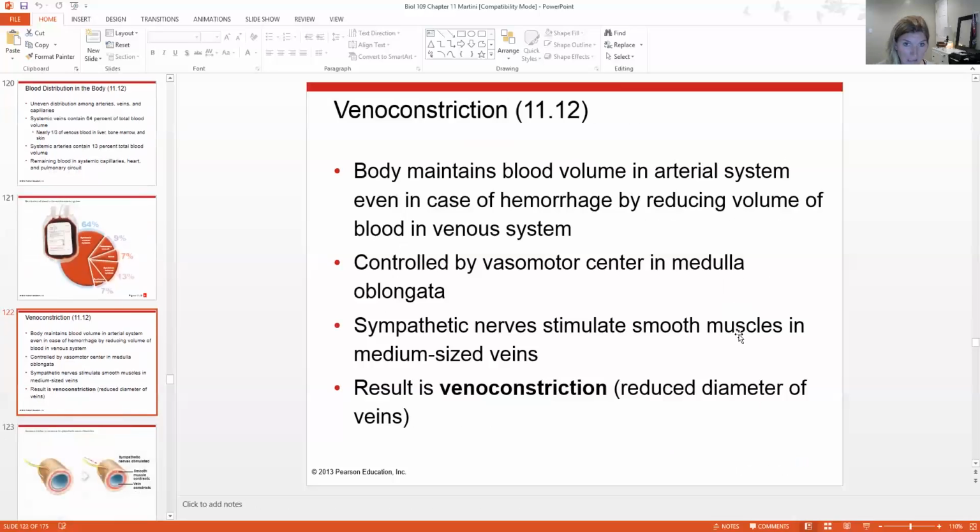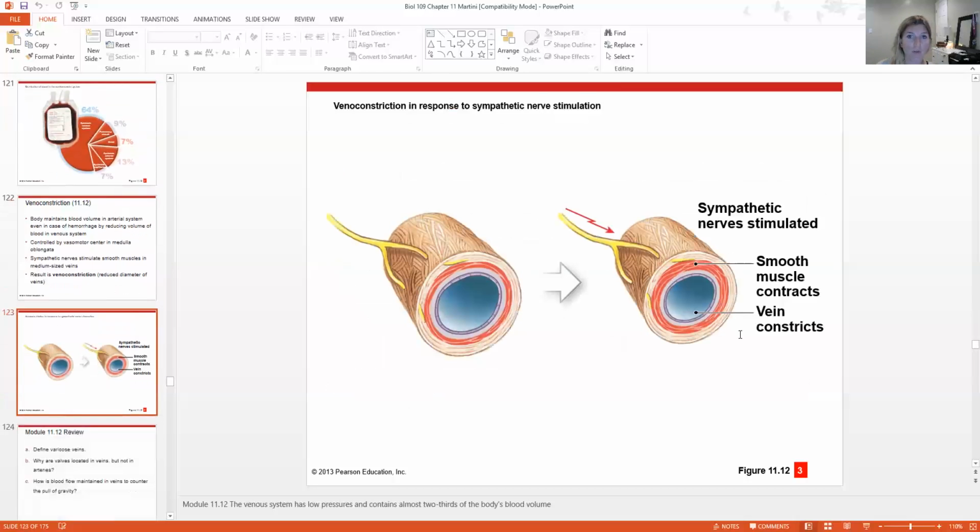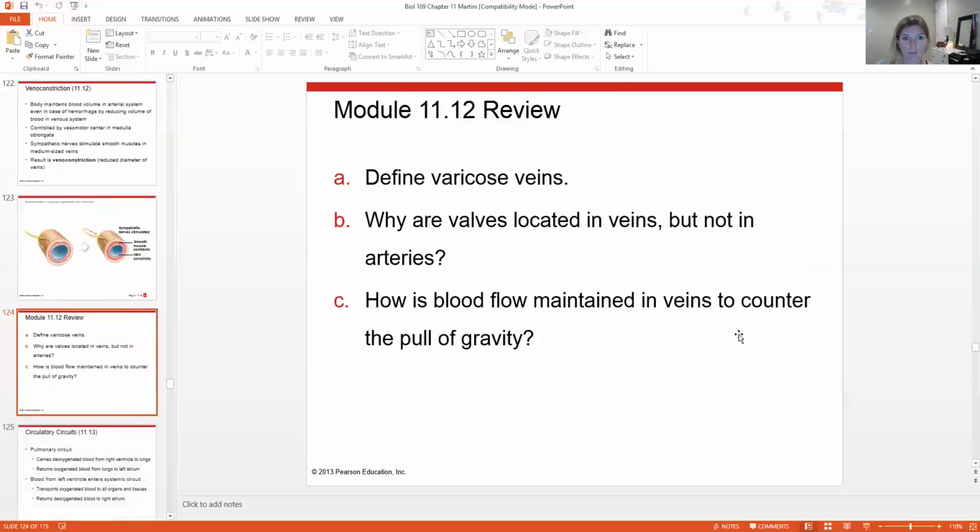So if you're bleeding uncontrollably, vasoconstriction is going to occur. It's controlled by the vasomotor center of the medulla oblongata. Remember, medulla oblongata is regulating respiration and heart rate. Sympathetic nerves stimulate those median muscles, resulting in reduced diameter of the veins and therefore restricted blood flow. You can pause the video here, go back and review.